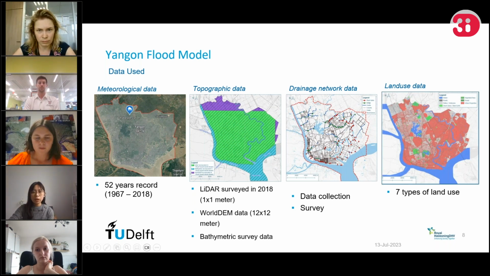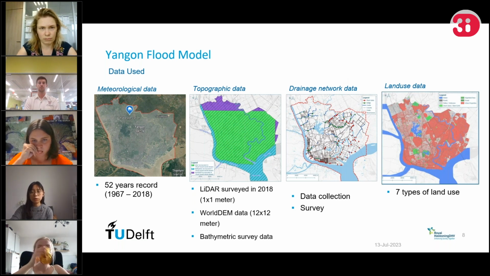For the drainage network data, we collected the drainage network data, and also have some surveys to validate the data and fill the data gap. And for the land use, we use these 7 types of land use data to develop the model.